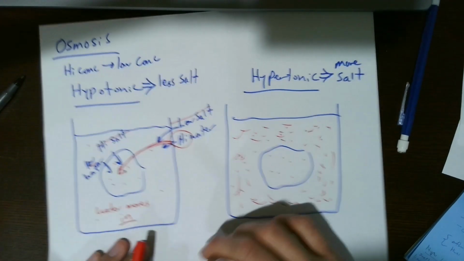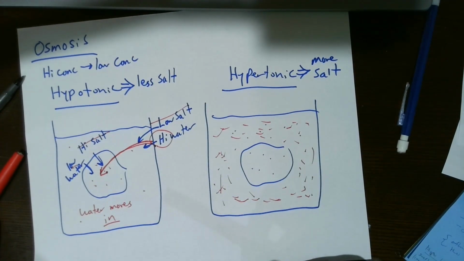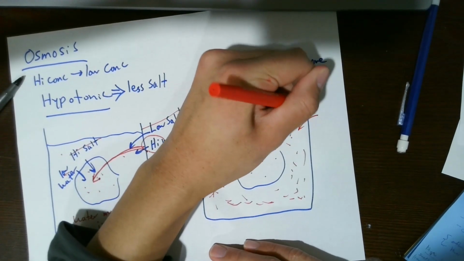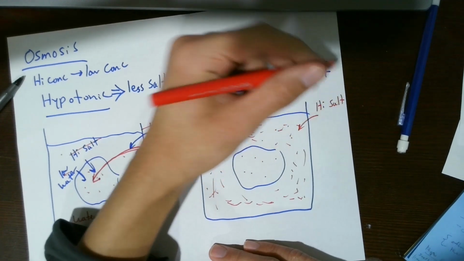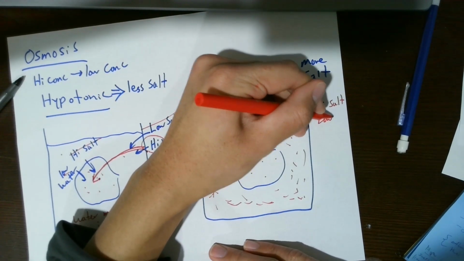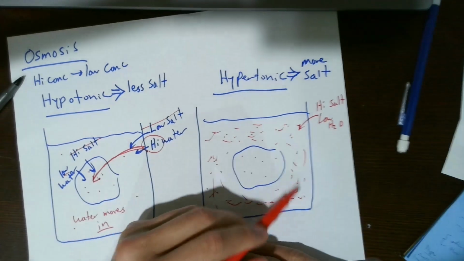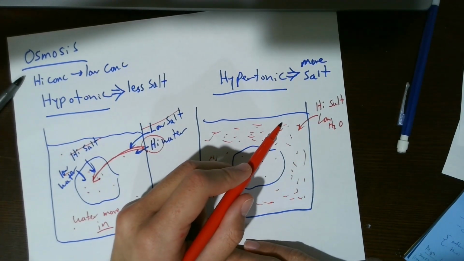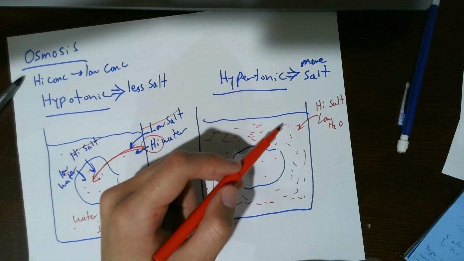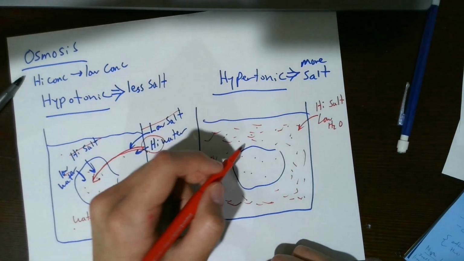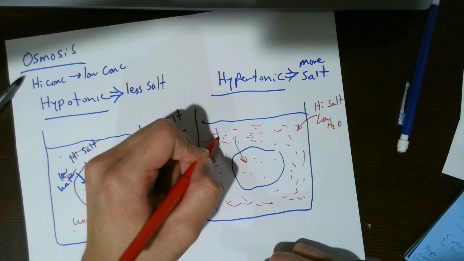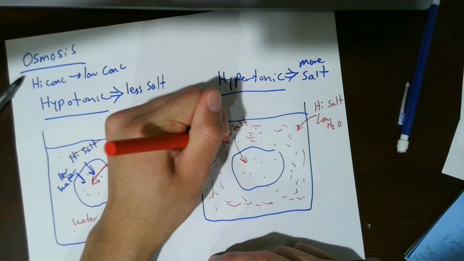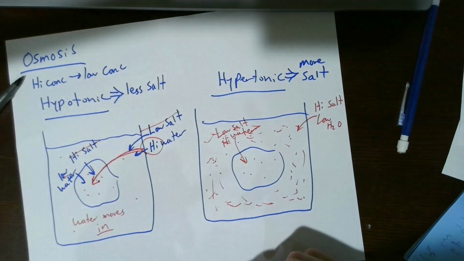Alright, let's do the same on this side. Hypertonic means the outside has more salt, so the outside is high salt. When we have high salt, we have low water. Now let's go to the inside of the cell. There's more salt on the outside, because hypertonic means the outside solution is more salty. So the inside of the cell is low salt and high water, because the two are always opposites.